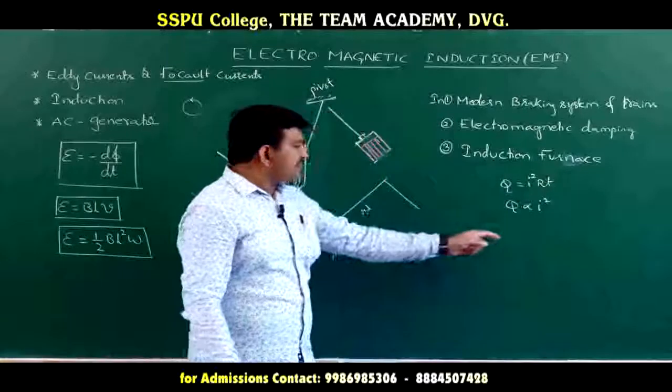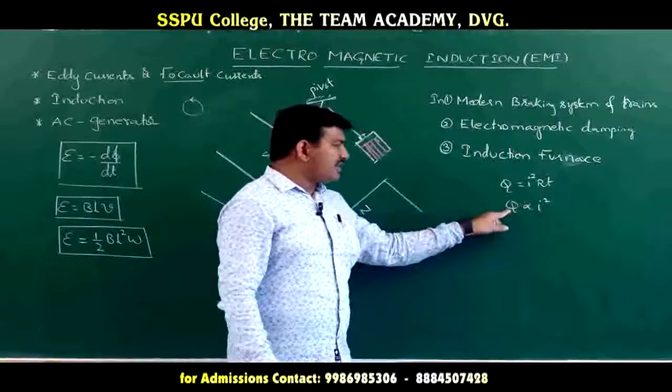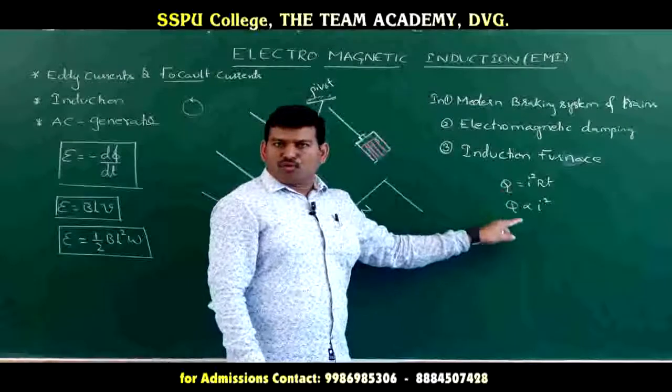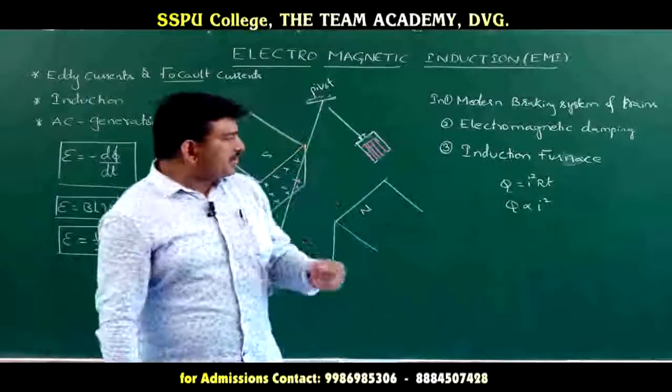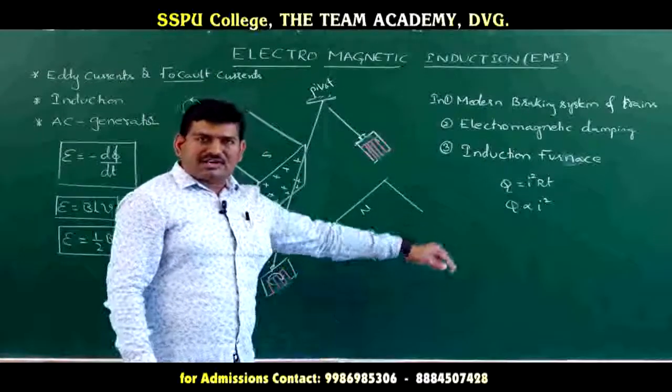So when the eddy currents are more in amount, then what happens? The amount of heat produced is also more. If this heat is sufficient to melt a metal which is kept in that which is oscillated, then what happens?